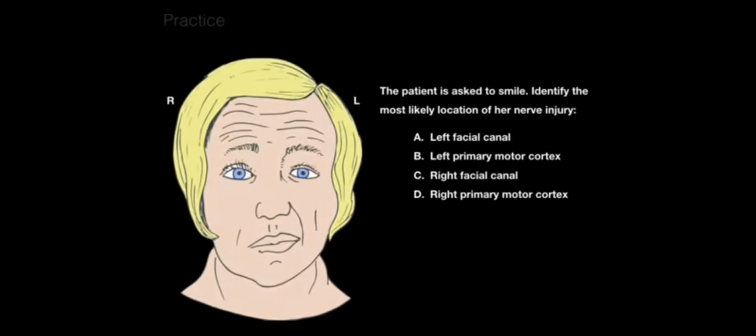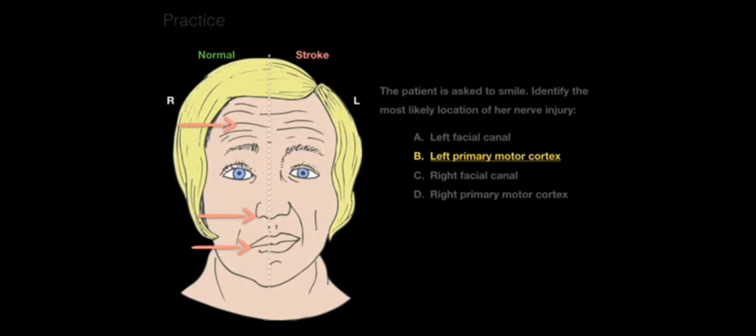This patient's asked to smile. Identify the most likely location of her nerve injury. Pause if you want to think through this, but I'm going to go through and describe the answer now. I can see that the corner of the right side of the mouth is drooping, as is the nose. But look, her forehead is wrinkled. So I'm thinking now upper motor neuron problem, and the facial paralysis is on the contralateral side. So it's a primary motor cortex in my choices. I'm going to go with a left primary motor cortex stroke.